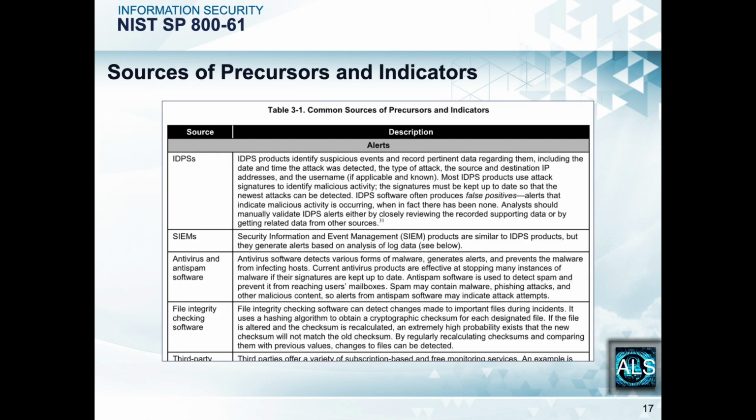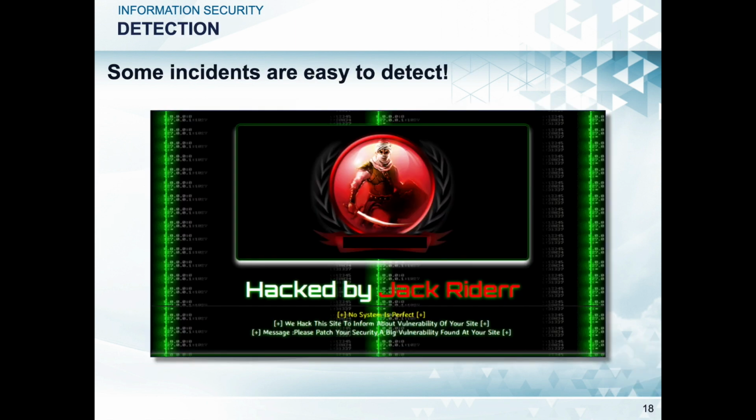861 has a list of precursors and indicators, and I encourage you to go over and take a look at these, because these are a good place to start when you're looking at your threat vectors and you're starting to do your modeling of those vectors. This is a real good way to get started in brainstorming, taking a look at some of these common sources of precursors and indicators. Some incidents are very easy to detect.